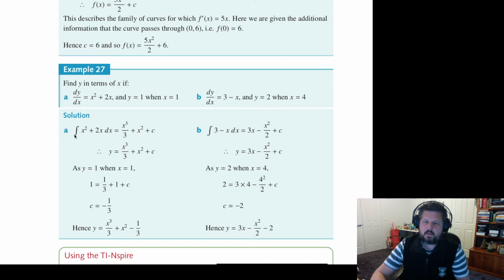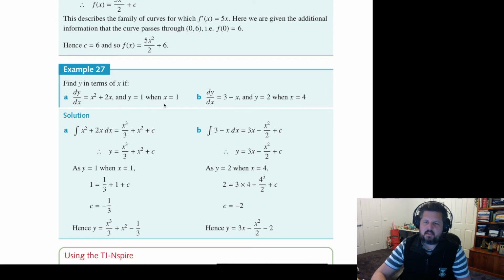So working out what the antiderivative of x squared plus 2x is: antiderivative of x squared, add 1 to the power, so it'll be x to the power of 3, and then divide it by the new power, which is 3. 2x, when we're anti-differentiating it, we're going to add 1 to the power, so 1 plus 1 is 2, and then we're going to divide it by 2. If you've got the 2 divided by the 2, that's the same as 1. Cool. We have the equation y equals x to the power of 3 over 3 plus x squared plus c.